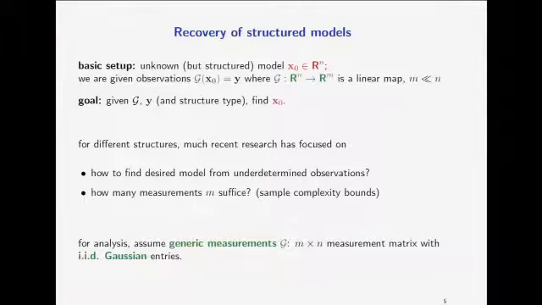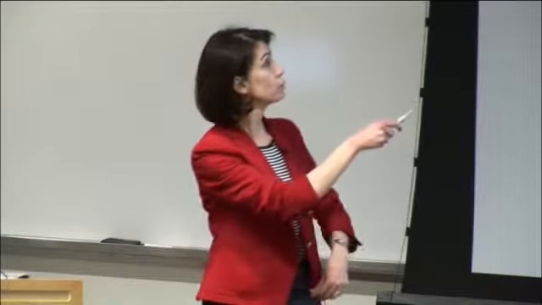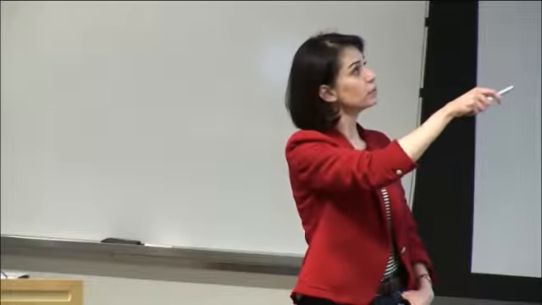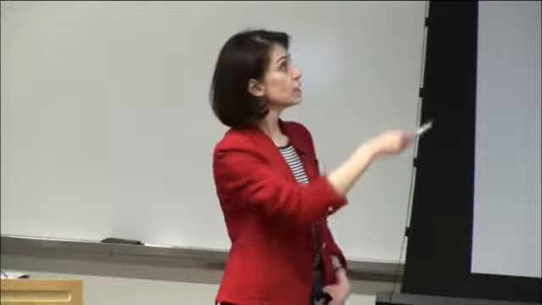So now the problem is this. Now that we saw what kind of structures we're talking about, the recovery problem is usually set up like this. We have an unknown but structured model, let's say a vector in R^n. Again, n is the ambient dimension, and can be a large number. We are given observations of that model: a linear map acting on that n-dimensional vector and giving us m measurements, from R^n to R^m, where m is a lot less than n. So we have an underdetermined set of linear equations on our unknown model.